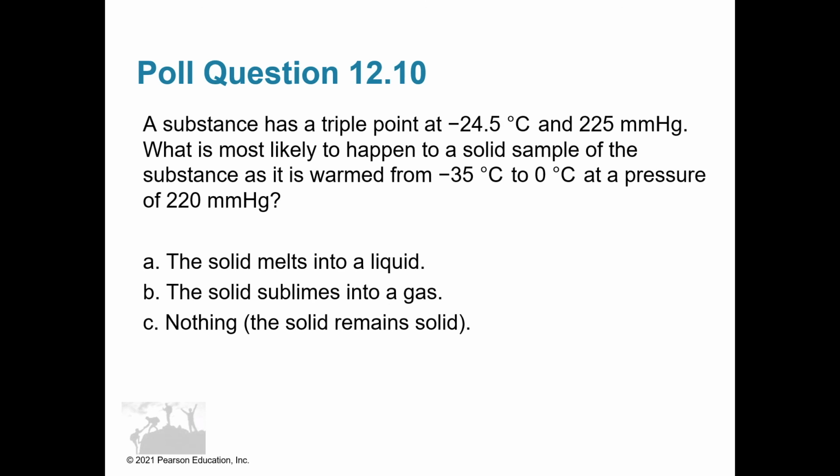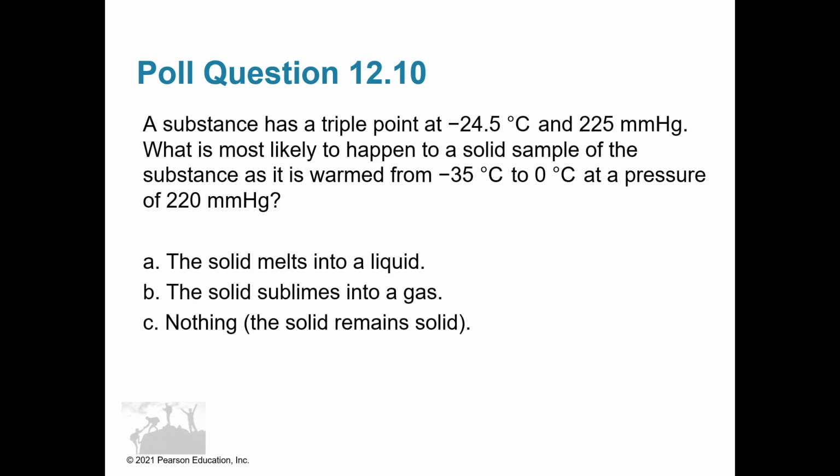Let's try this one out. We have a substance that has a triple point at -24.5 degrees Celsius and 225 millimeters of mercury. What's going to happen to a solid sample of this substance as it's warmed from -35 degrees Celsius to 0 degrees Celsius at 220 millimeters of mercury?